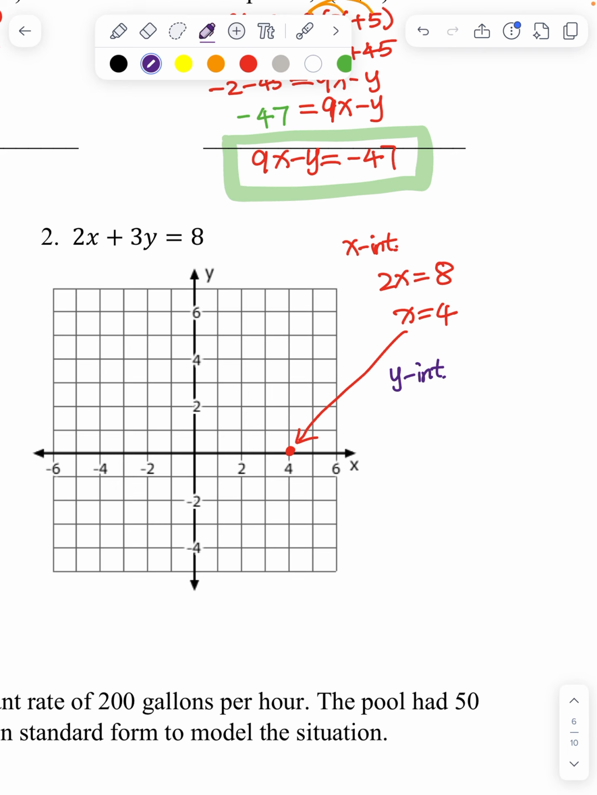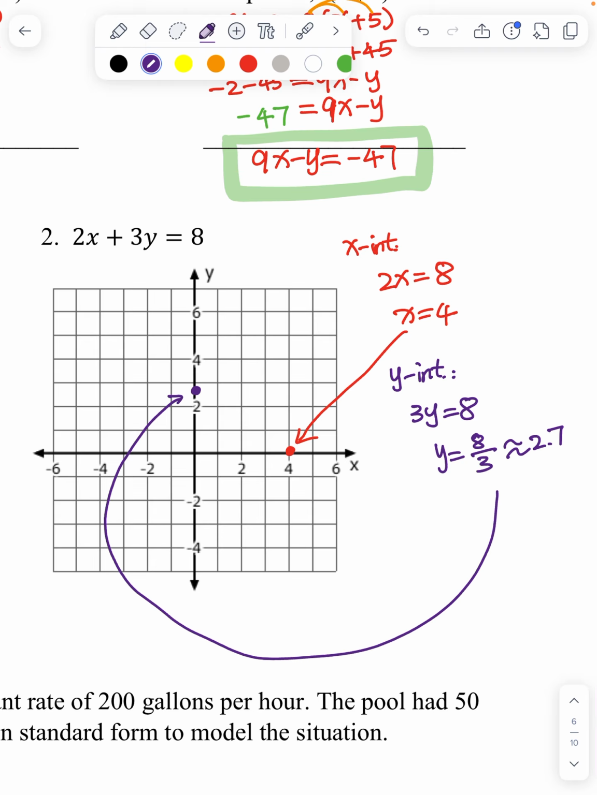Okay, y-intercept. Get rid of the x term, so 3y equal to 8. So divide both sides by 3, so y equal to 8 over 3. 8 divided by 3 is almost 2.7. So y equal to 2.7. So where is 2.7? Somewhere right here, a little bit less than 3, right?